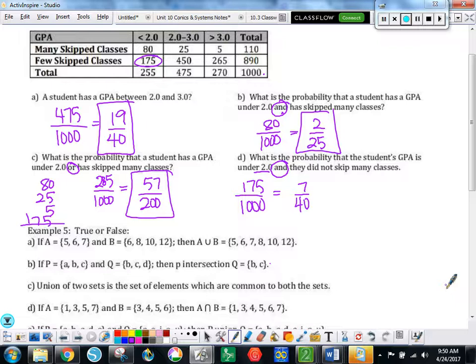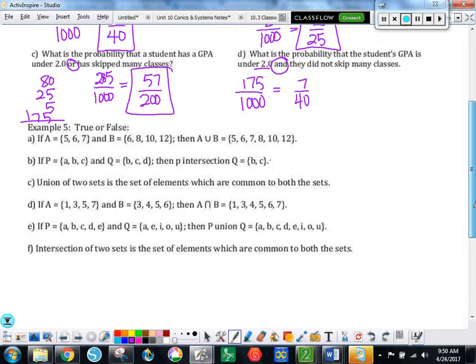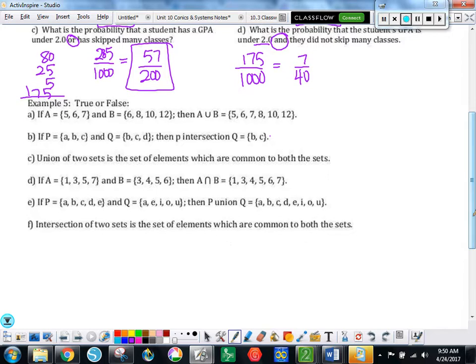Okay. I think we're on our last bit, and then you can work on your homework, which I haven't given you yet, otherwise you probably would have started. If A is a set of 5, 6, 7, and B is a set of 6, 8, well, actually, on your own, when you answer A through F, try them out. True or false? This is not an always, sometimes, never. If it's sometimes, then it's false. True or false?